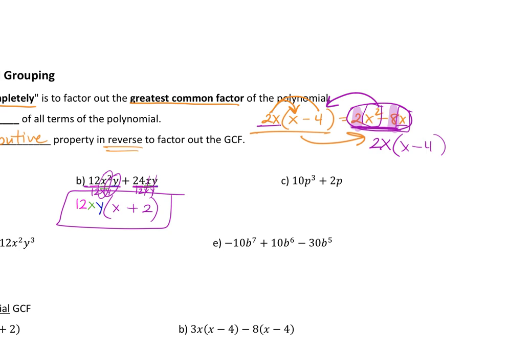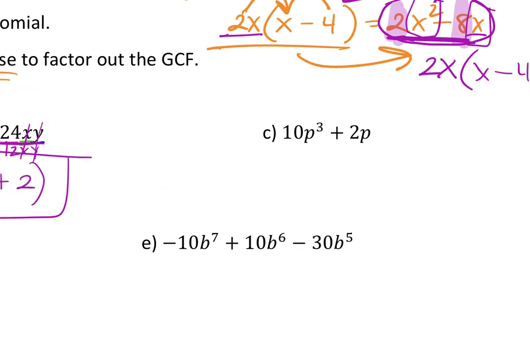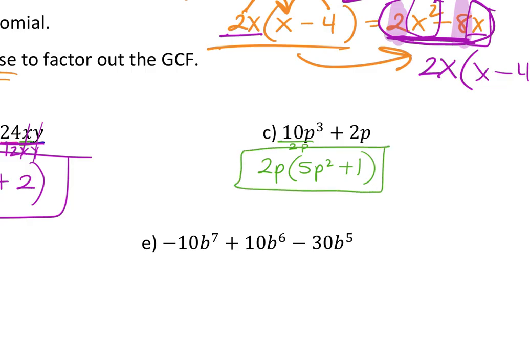All right, tell me what you factored out. What do you factor out of 10p cubed and 2p? 2p, right? They're both divisible by 2p. So if I factor out a 2p, what are you left with here? Essentially, you're dividing by 2p, right? 5p squared plus 1. The p's went away. 2 divided by 2 is 1. So this is your factored form.